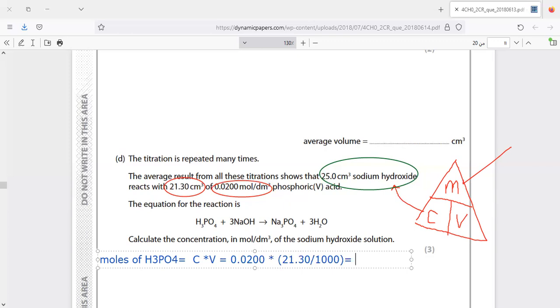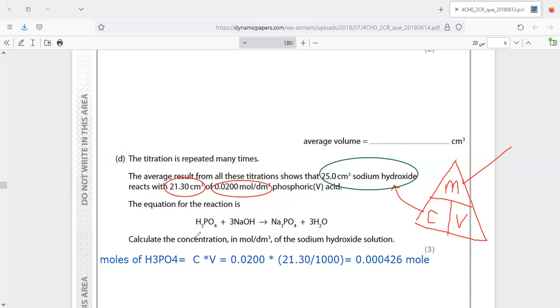The answer is 0.000426. This is the number of moles of phosphoric acid. Any question about this? Noor, got it? Mohammed, got it? Yes.